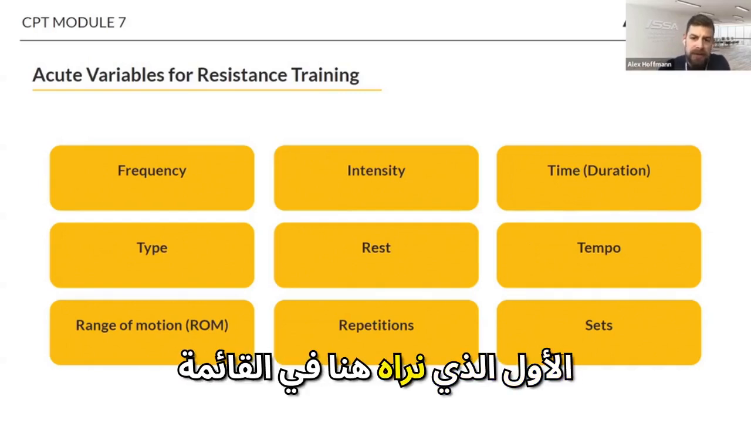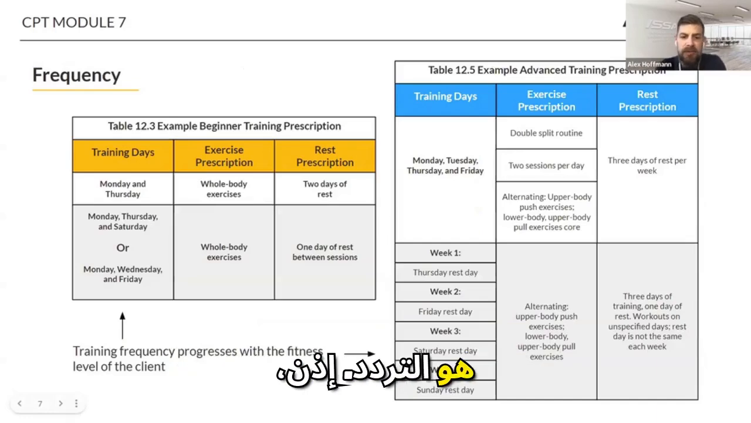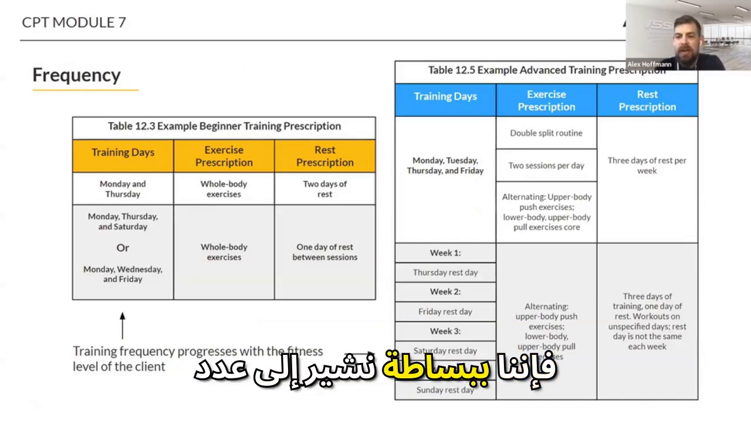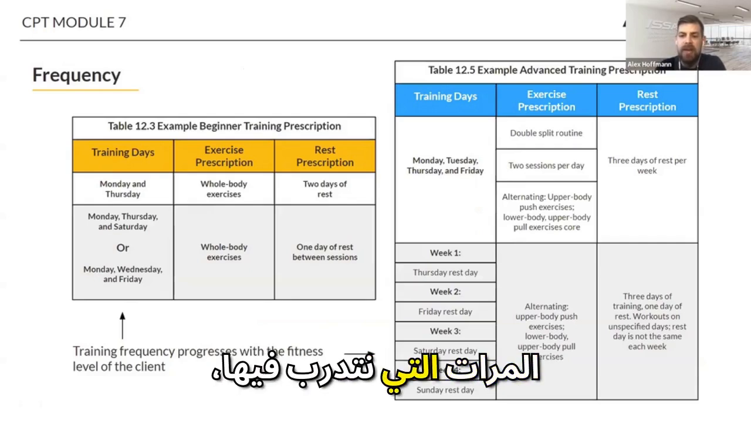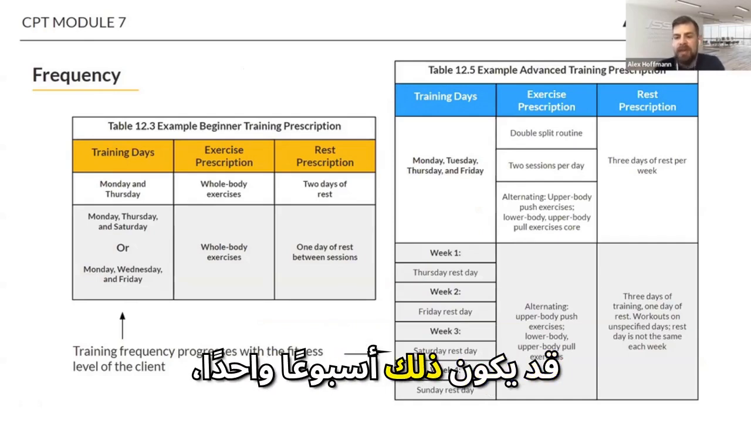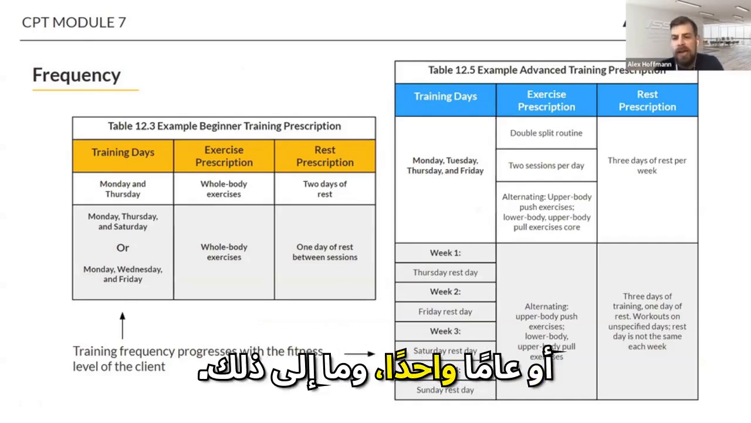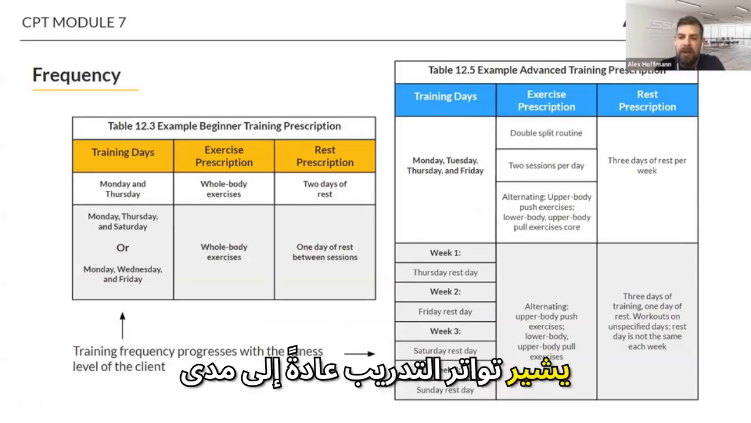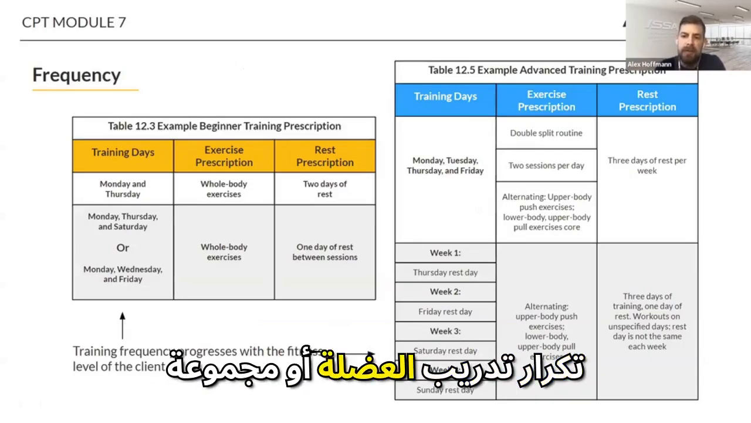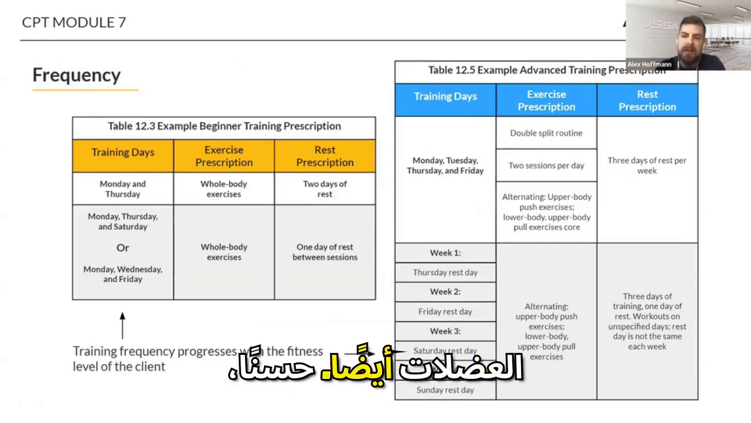The first of these that we see here on the list is frequency. And so when we're thinking about frequency, we're simply referring to the number of times that we are training in a given period of time. So that could be 1 week, 1 month, 1 year, etc. Frequency of training typically refers to how often a muscle or a group of muscles is being trained as well.